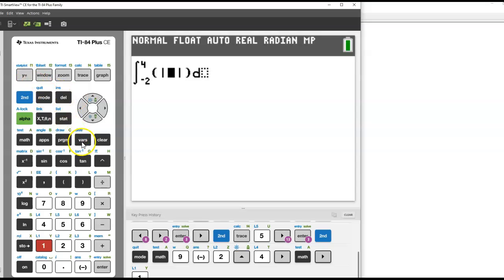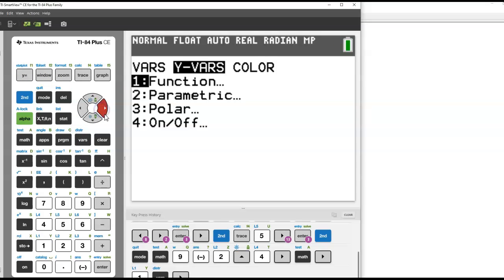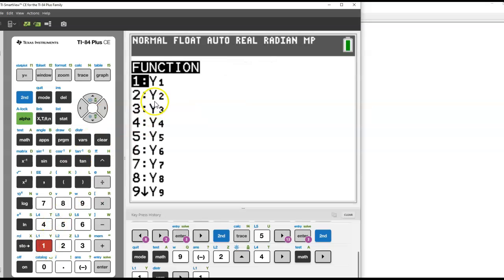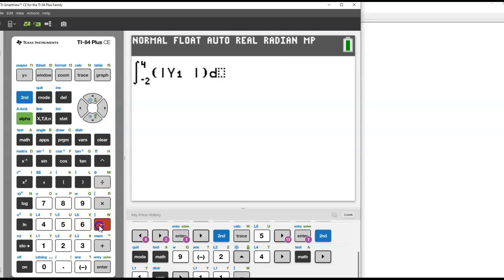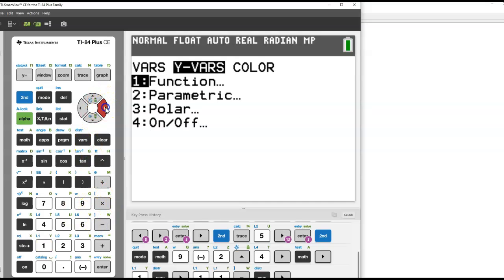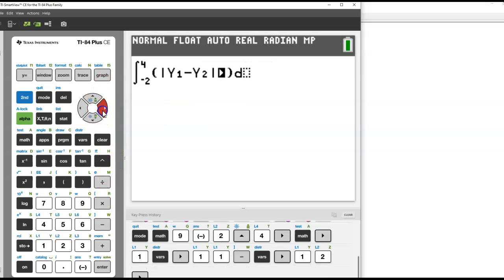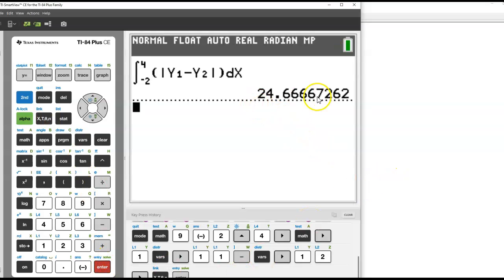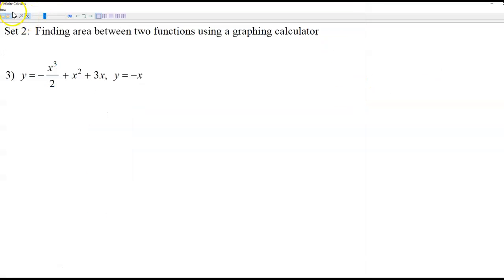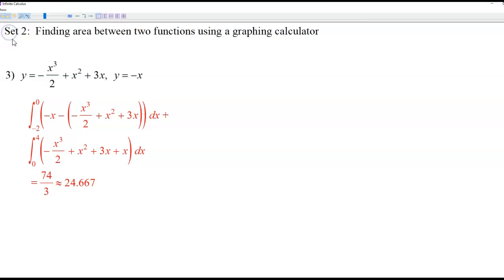So we push variables. Scroll over to where it says y variables, push 1 for function, and we're going to do y1 minus y2. And don't forget to come over here and push dx at the end as well, and enter, and you're good to go. There's our area under the curve. Much easier on a graphing calculator. Let's make sure we did it right. Hey, we did. All right.